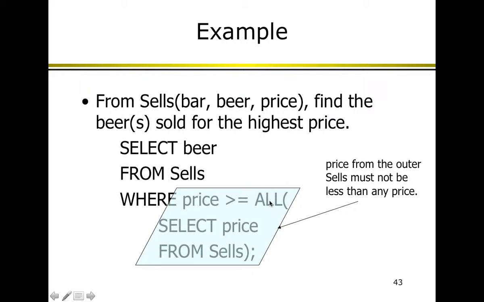And then we're going to put an all in front of it. So the price from the outer sells must not be less than any price. So sells, beer, select beer from sells where the price is larger than or equal to all of these ones in here. This is how we're going to get the highest price. If it's larger than or equal to all.